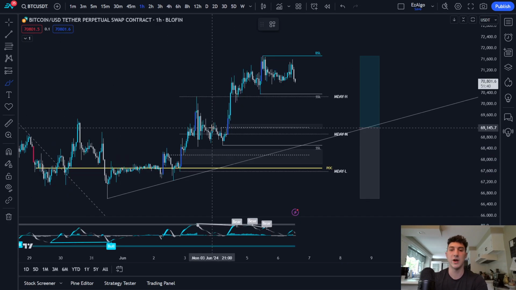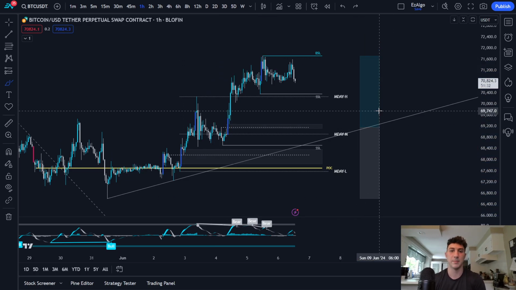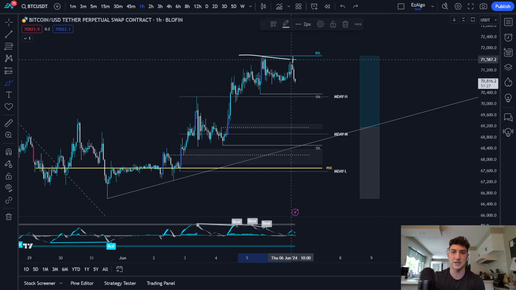Let's say we're trading the 1-hour time frame though, obviously our dealing range is going to be a lot smaller because it's obviously based on a look back period. So this is our local range.